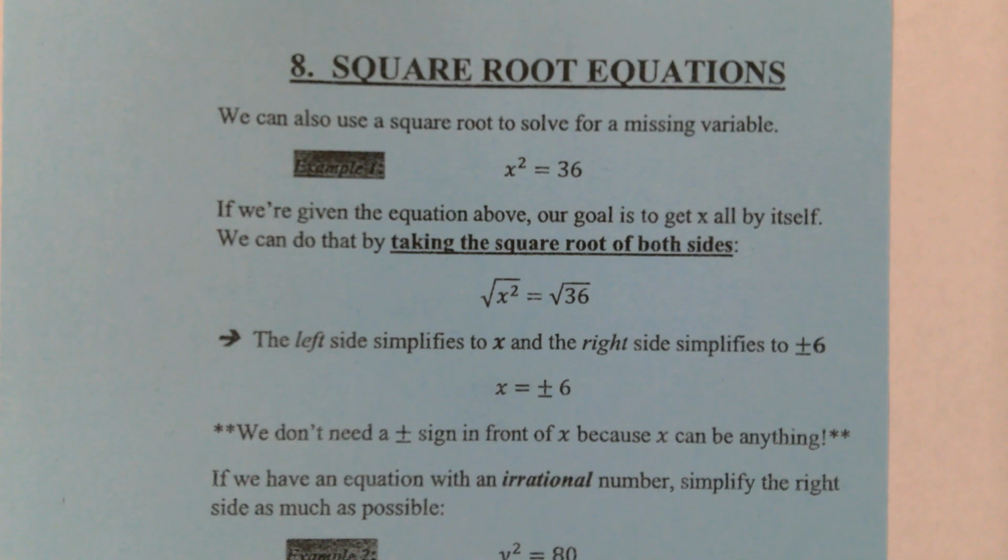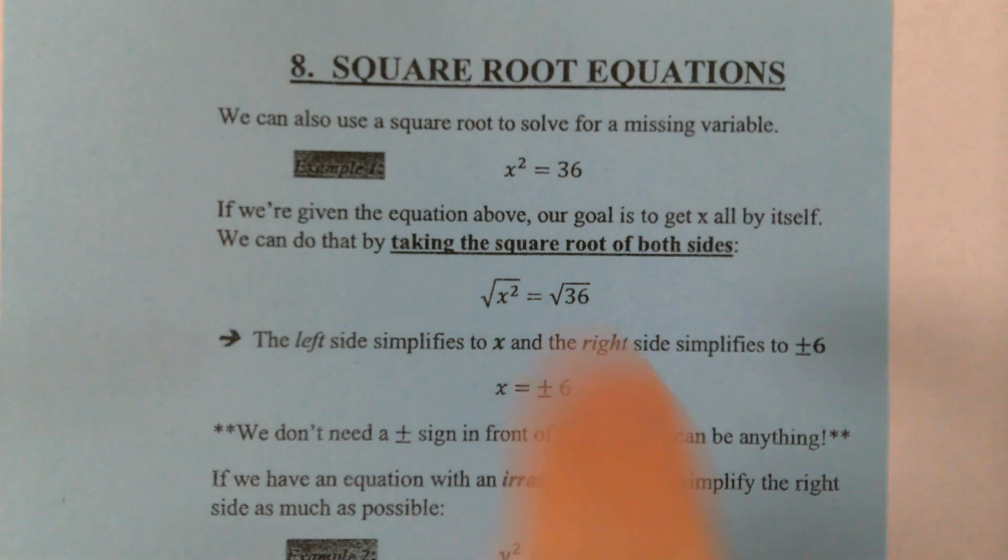We have a toolkit of things that we can use to solve equations, right? We can distribute, we can fraction bust, we can use inverse operations. Now what we're going to add to that toolkit, that ever-filling toolkit, is using a square root to solve for a missing variable.